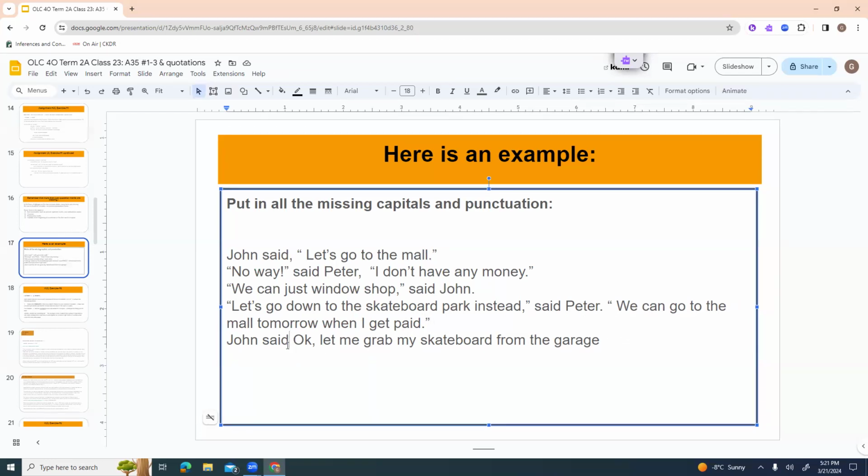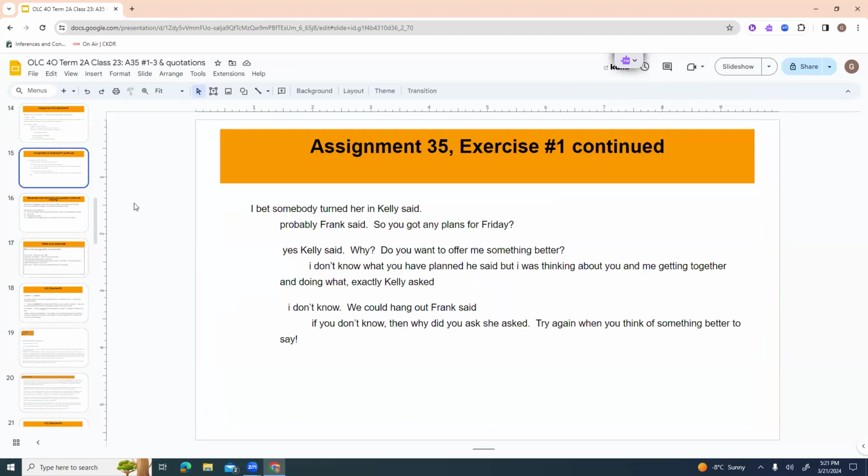So John said, comma, and I'm going to use my quotation marks. And again, I'm going to use my double duty period here and my quotation marks there. So here is an example. So it's kind of finicky. Sometimes people ask me, can I just do it right on the page? Yeah, that's fine. Doesn't bother me.